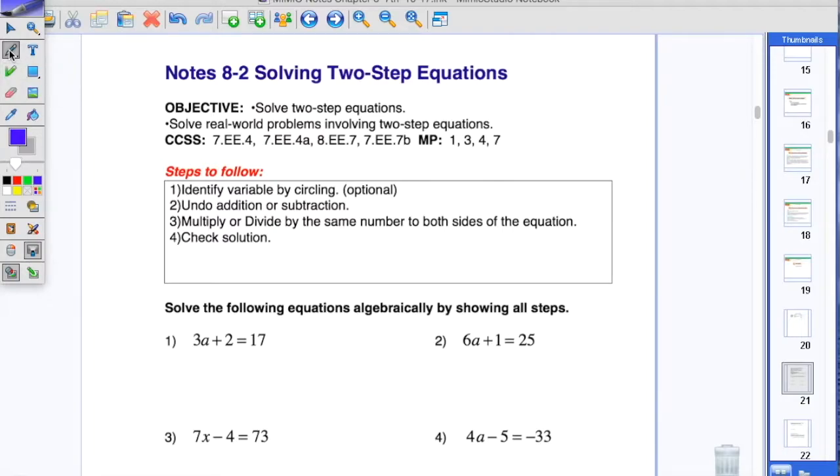So here are our steps to follow. The first thing that you want to do is identify the variable by circling it. It's optional. It's okay if you leave it out, but it is helpful in the beginning when you're getting started. That's what we're solving for. The next thing is you're going to undo addition or subtraction. Then you're going to multiply or divide by the same number on both sides of the equation. That's undoing the multiplication and division. And then you can check your solution.